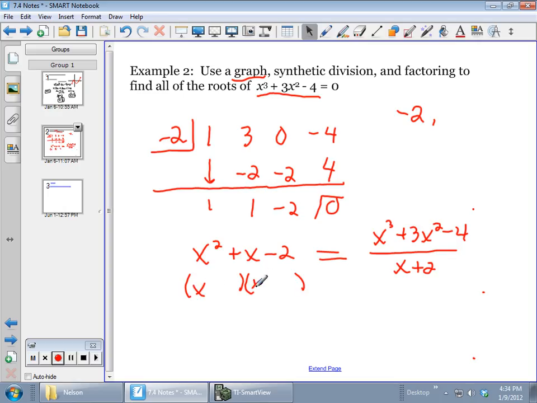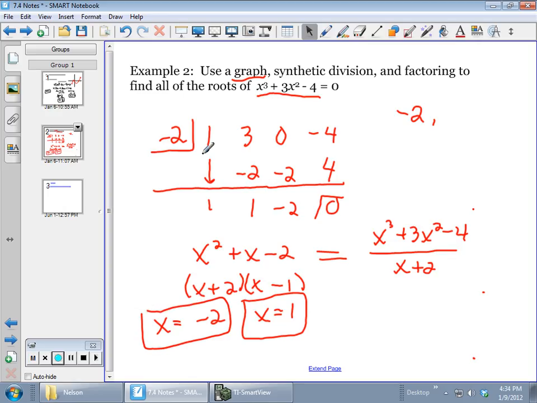You could definitely do quadratic formula if you wanted to. So this factors into x plus 2, x minus 1. And so my other roots are x equals -2 and x equals 1. So my three roots are -2, -2, and 1. Okay, now a couple of things here. I know we need 3 roots because it's an x to the third equation. Whenever you have an x to the third, you have to have 3 answers, and we have those here.